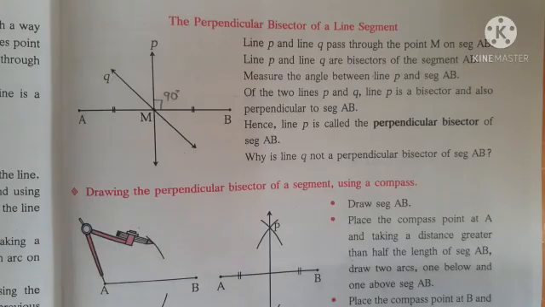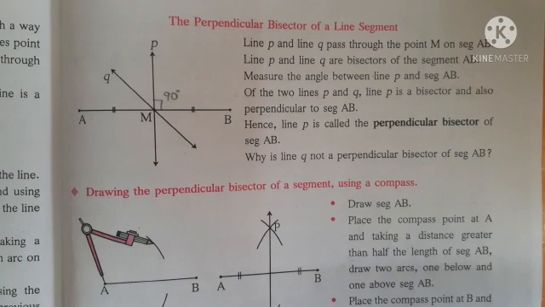Children, let's understand the meaning of perpendicular bisector of a line segment. Now, bisector means to bisect something. Bisect means to divide something into equal parts. As we all know, we have drawn angle bisector in our previous chapters. So, to bisect is to divide into two equal parts. Now here, let's understand the meaning of perpendicular bisector of a line segment.